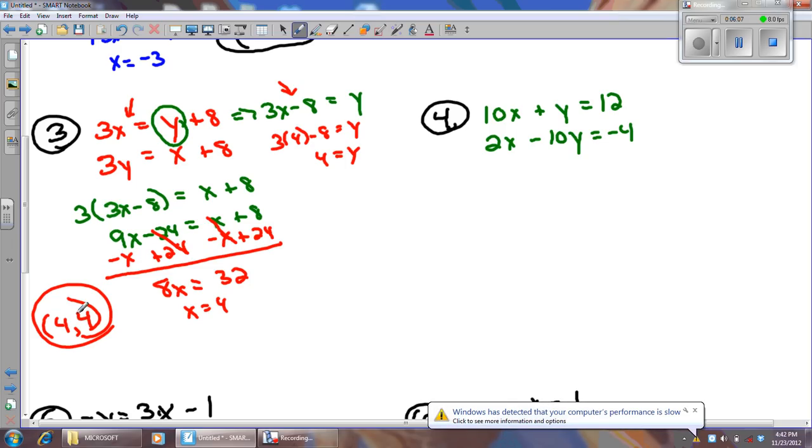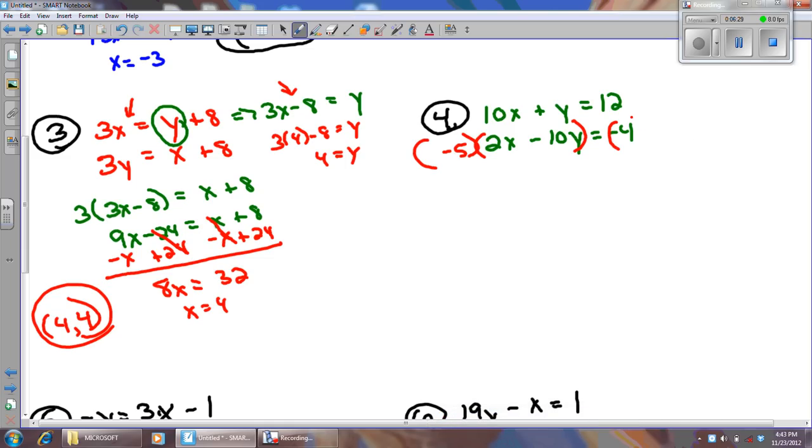Here comes my ideas. I'm thinking, oh, I could multiply the bottom equation by -5. That would work pretty well. Or I could solve for y in the top equation. I think I'm going to do it by elimination. I'm going to multiply the bottom equation by -5. And really right now, I don't have a great reason for that. Something from my past experiences telling me this is a good one to do that for.